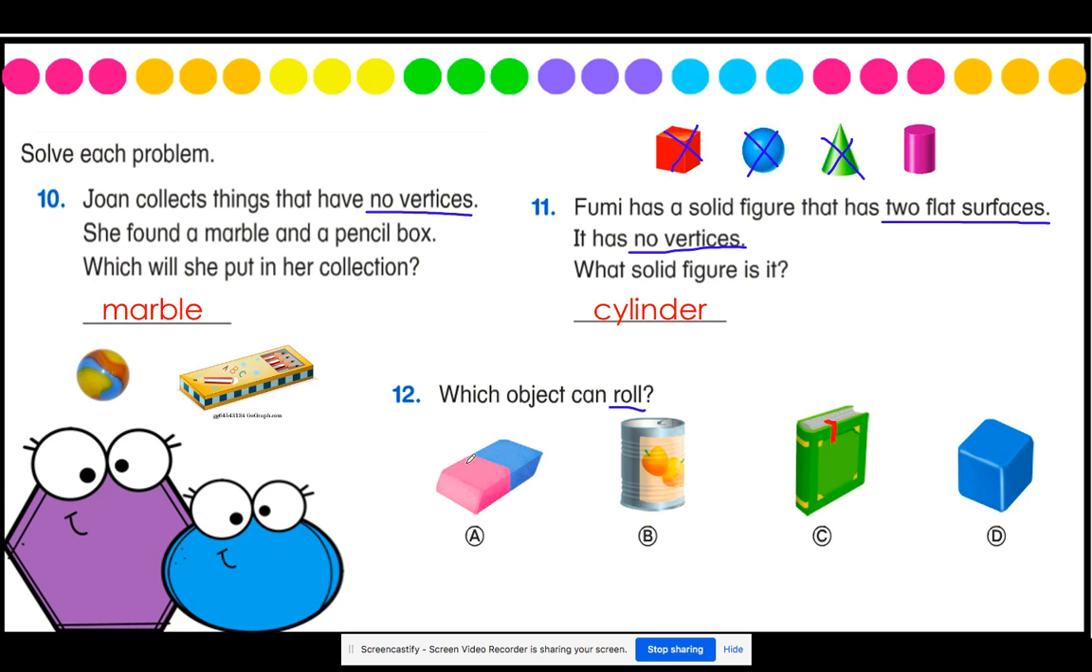We know that an eraser is similar to a rectangular prism. We know that the can of peaches is similar to a cylinder. Our book is like a rectangular prism, and our block is like a cube. So looking at these 4 objects, which object can roll? Shout out your answer. I hope that you selected B, the can of peaches.